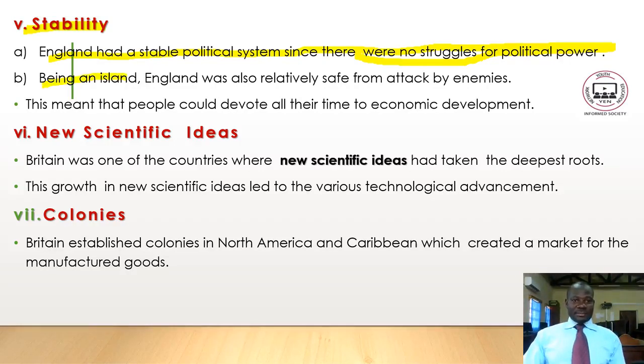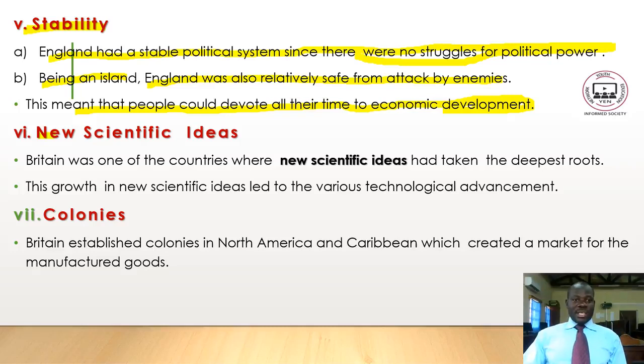And being an island, England was also relatively safe from attacks by enemies. So this meant that people could devote all their time to economic development. So as an island, it means that they were isolated from maybe external attacks. As a result, people were free. They could easily embark on economic development.